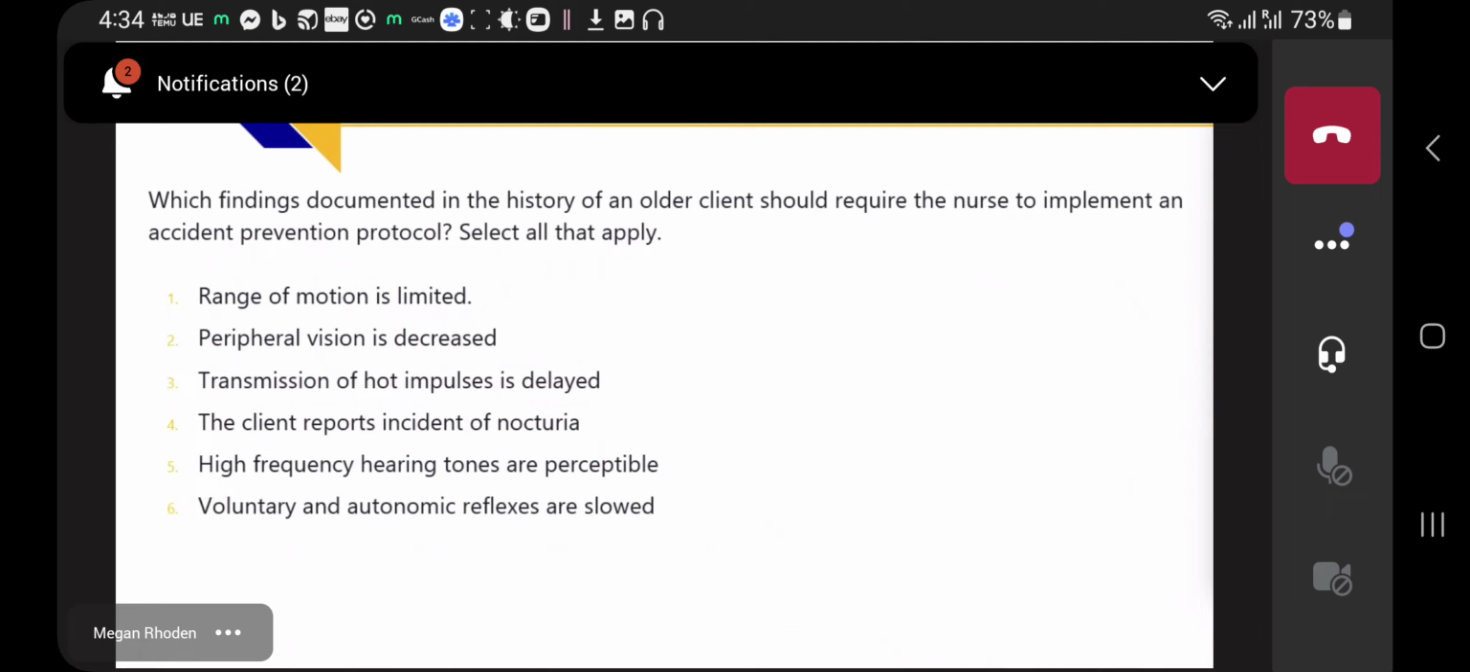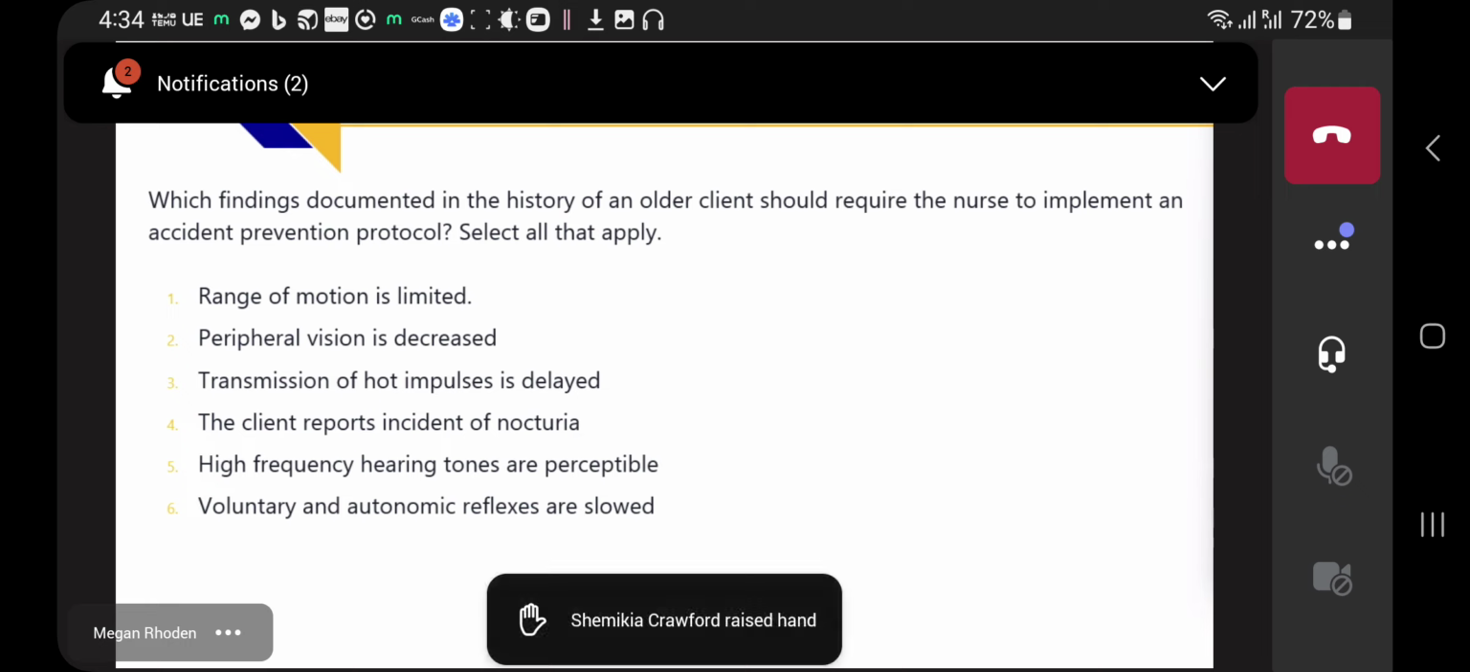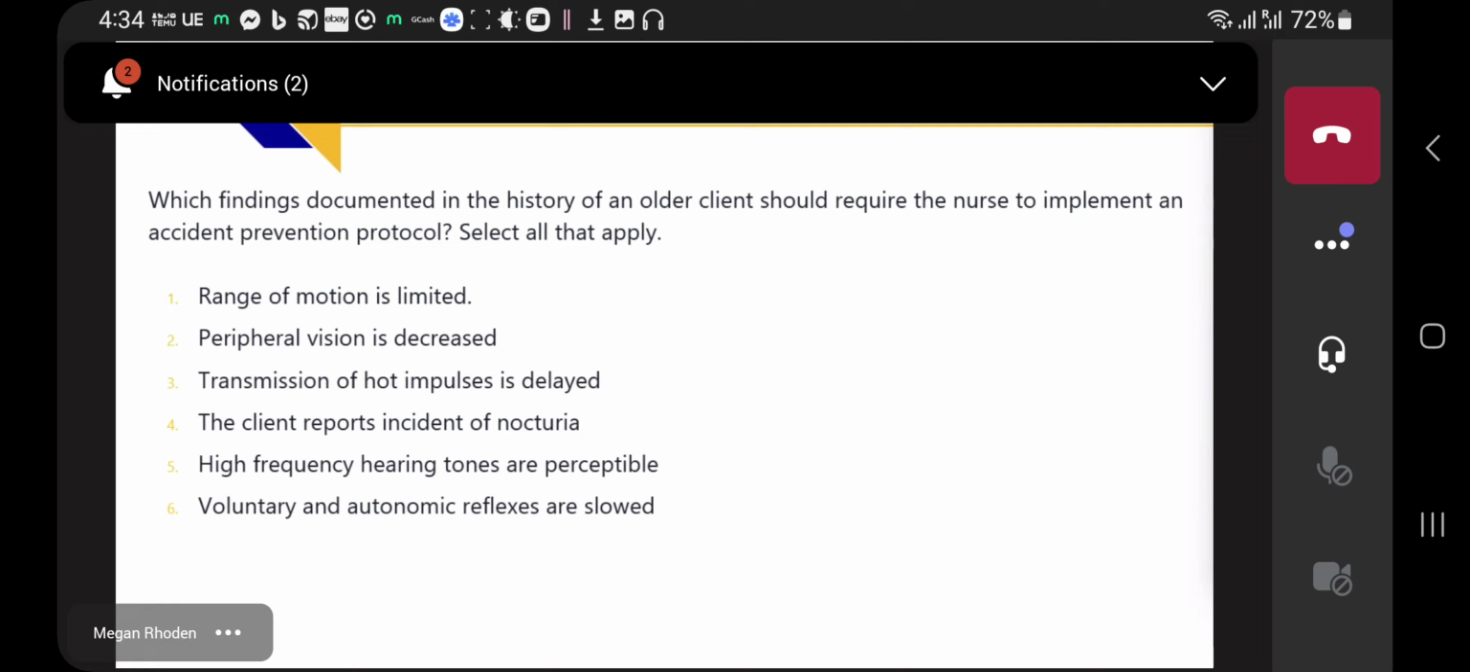Number 1, when range of motion is limited. Number 2, if peripheral vision is decreased. Number 3, transmission of hot impulses is delayed. Number 4, client reports incidents of nocturia. Number 5, high frequency hearing tones are perceptible. And number 6, voluntary and autonomic reflexes are slowed. So, when should the nurse implement an accident prevention protocol in the history of an older client? Alrighty, here we go. 2 minutes on the clock.